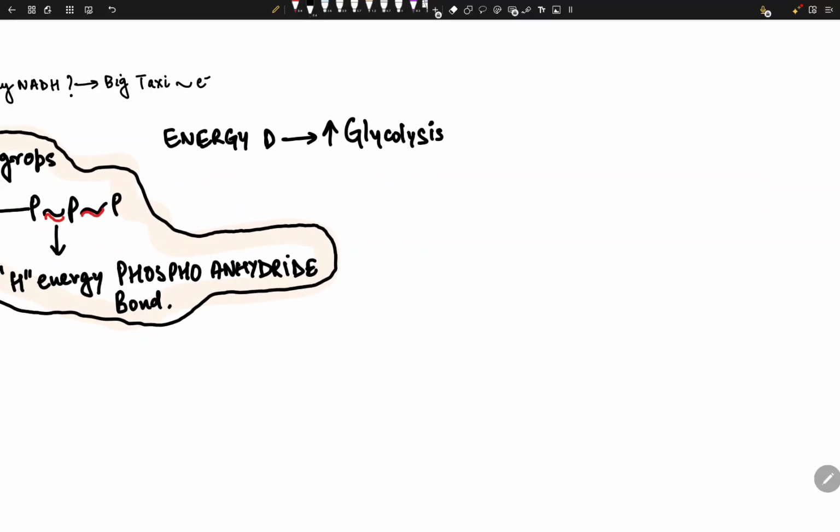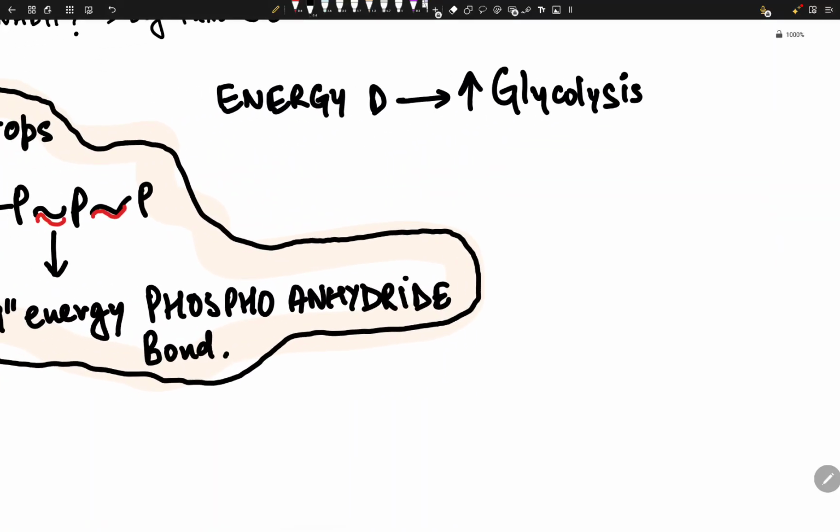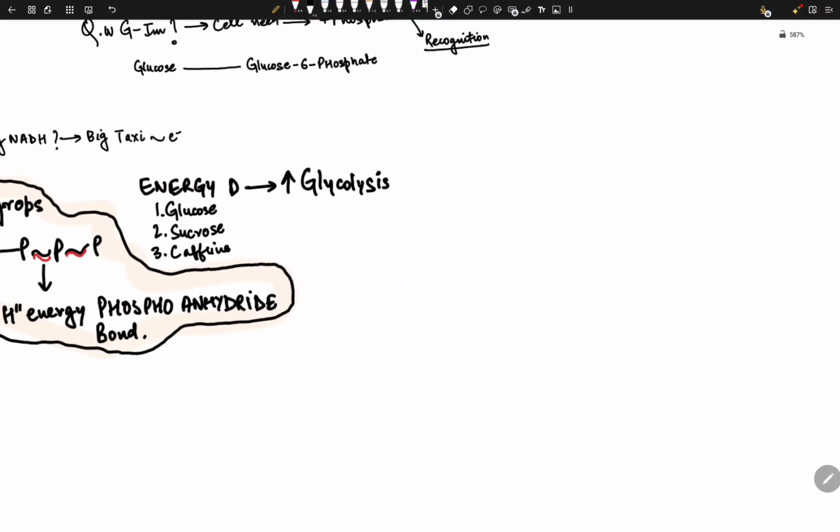Think about it. Energy drink has what? First of all, it has glucose. Second, it has sucrose, also sugar. Third, it has caffeine, often, most of the time. So it has these three things, right?